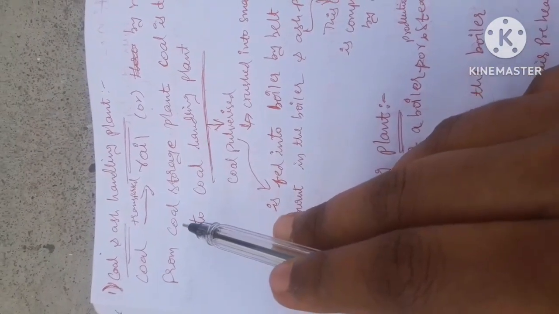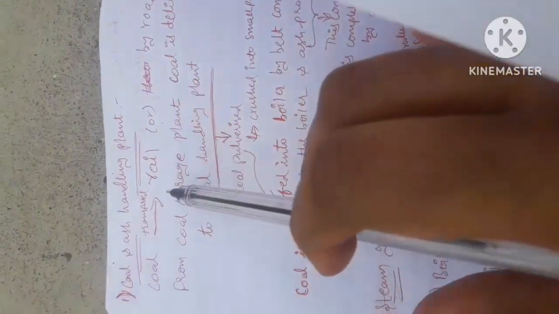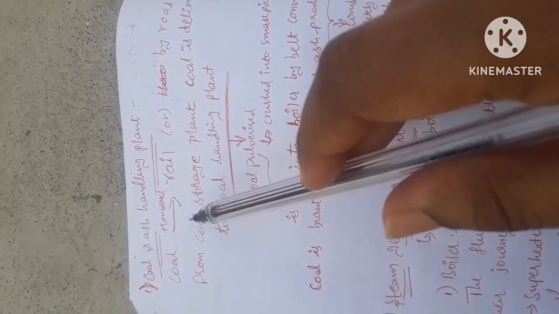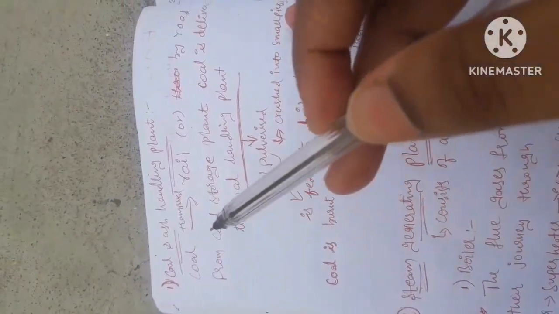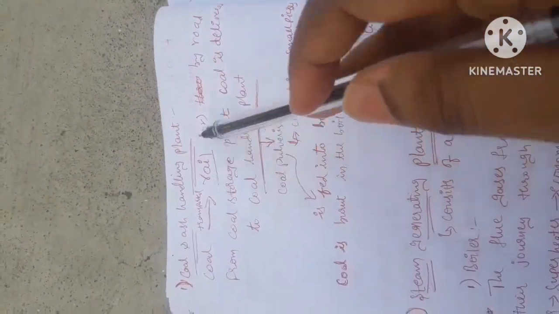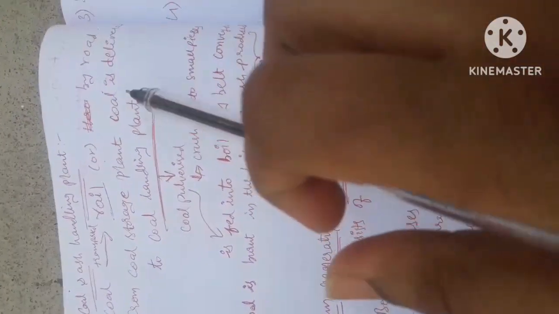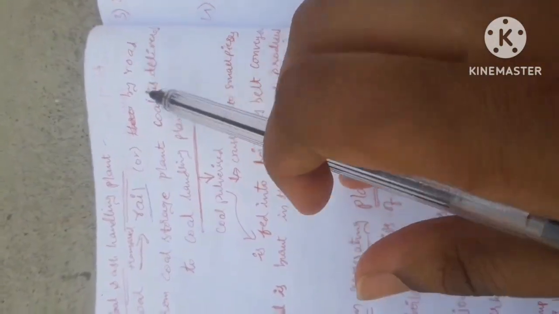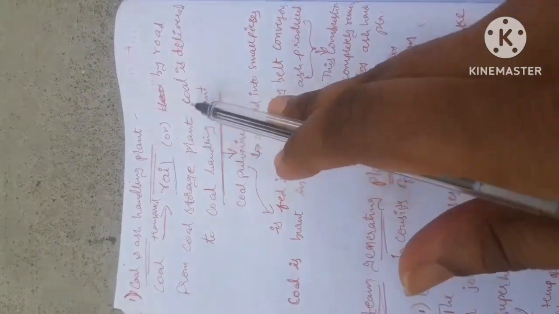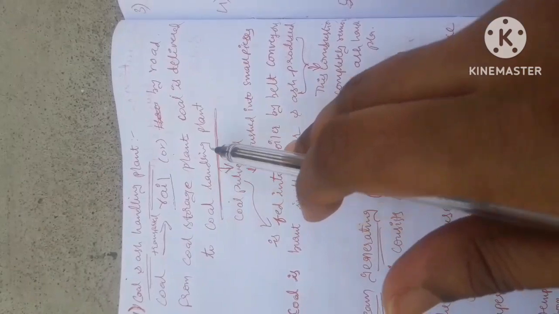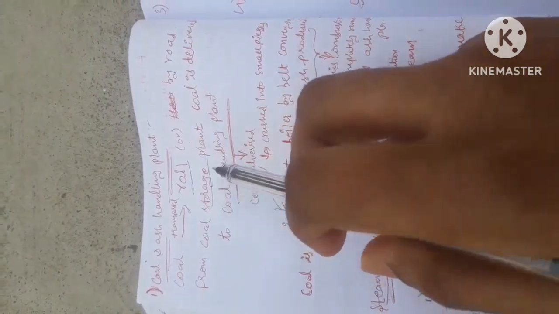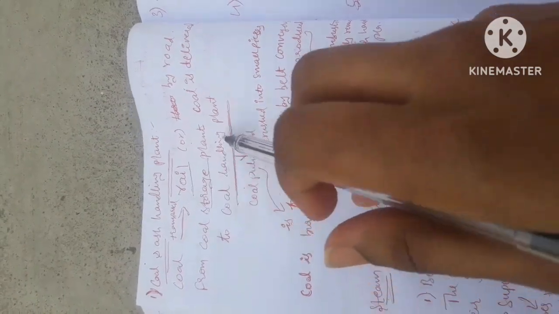So let's see about the coal and ash handling plant. The coal is transported by railways or by road. From the coal storage plant, coal is delivered to the coal handling plant.